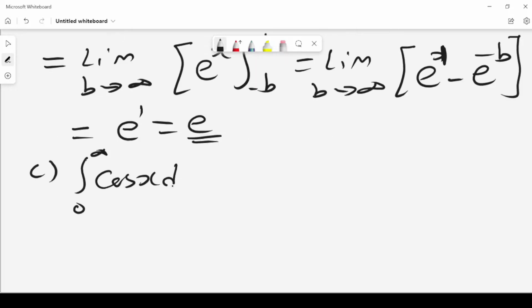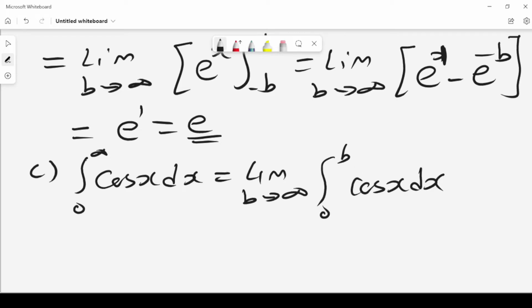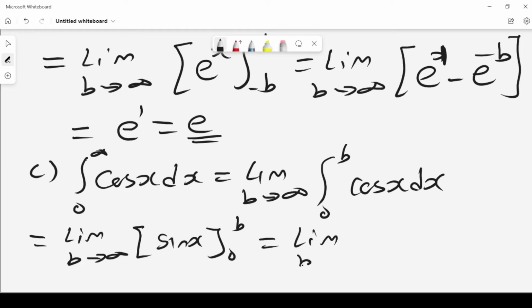Next, the integral of cos x dx, which is basically the limit as b tends to infinity of the integral from 0 to b of cos x dx, which is equal to the limit as b tends to infinity of sin x from 0 to b, which is the limit as b tends to infinity of sine of b minus sine of 0.